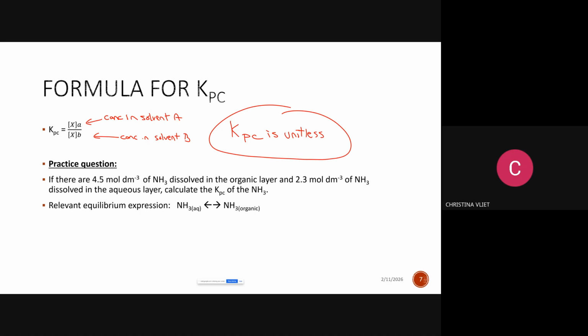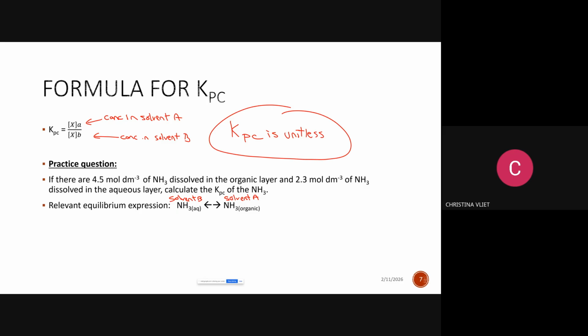The units always cancel because it's just a concentration divided by another concentration. So it's always going to be unitless. Let's take a look just using this equilibrium. We're going to say that this is solvent A, and you'll see why in the other questions why I have to tell you this. And this is solvent B.